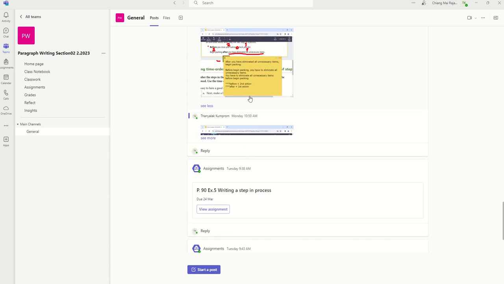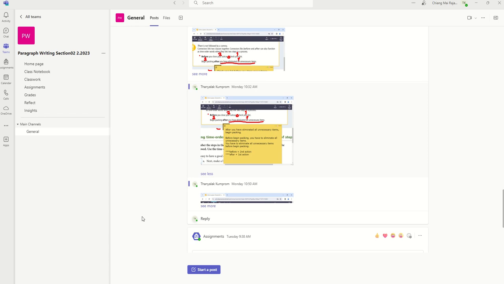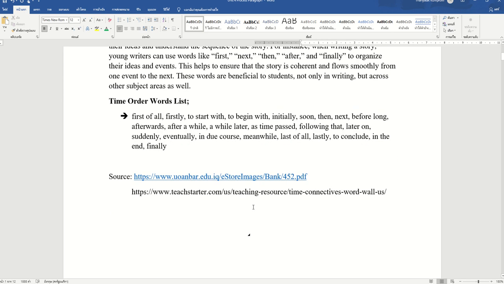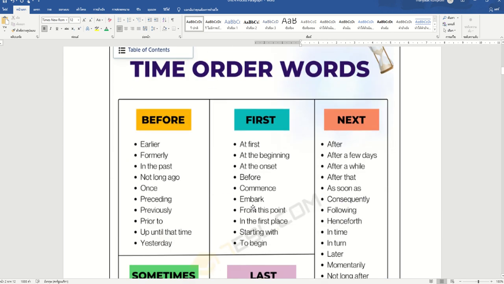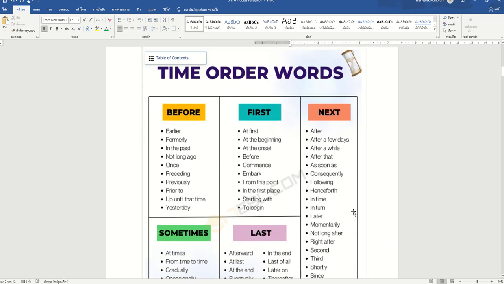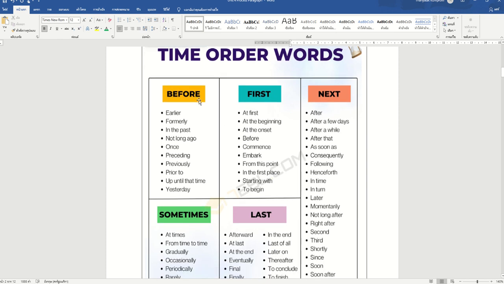So apart from before and after, there are many transition words which represent the order, like which one comes first, which one comes second, right? So today I have some more examples of time order words which are very helpful for you in your writing, especially in the process paragraph. Before time order words right here: earlier, formerly, previously, for example.